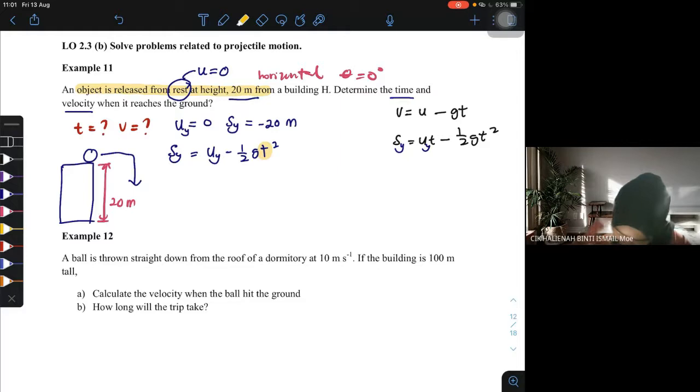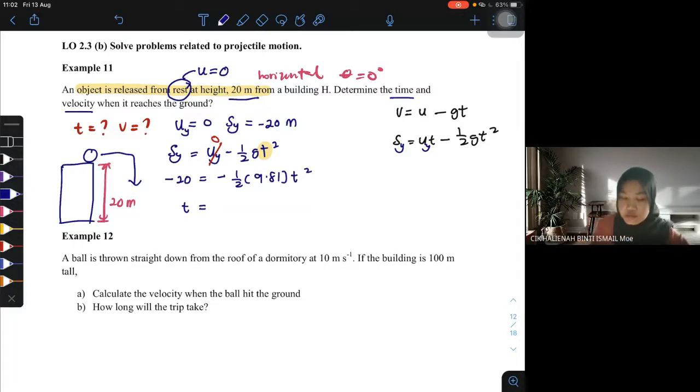So yang lain boleh masukkan. Sy adalah negative 20, Uy is 0, and then negative half g adalah 9.81 t square. Then you will get the value for the time is equal to... is it this one? Wait. Dapatkah value time?